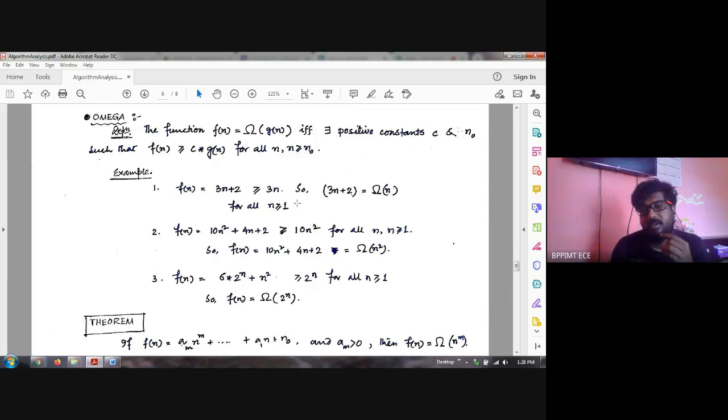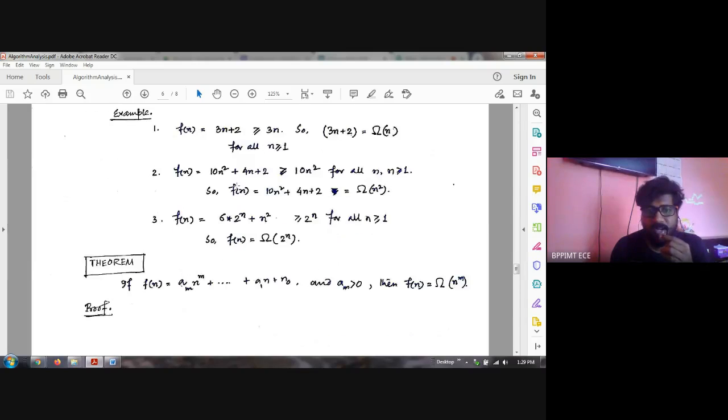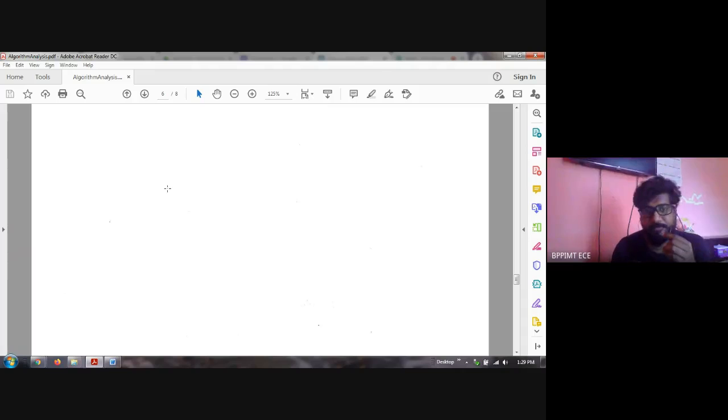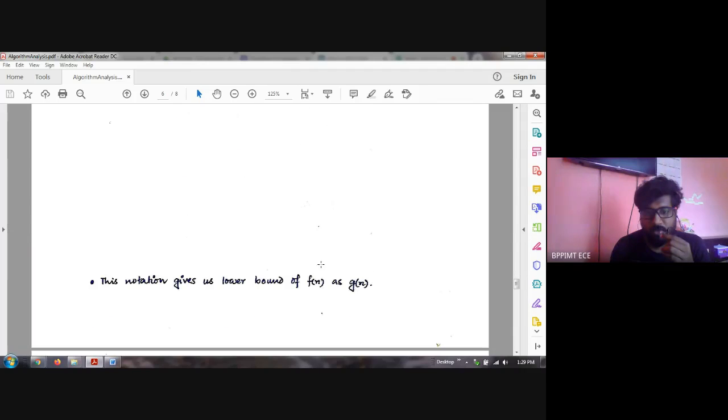That is the starting point. Okay. So we have satisfied that f(n) is greater than or equal to c·g(n) for n greater than or equal to 1. So n0 is equal to 1 here, and c is equal to 3 here. We can say that f(n) equals 3n plus 2 is big omega of n. Similarly, you can try other examples, f(n) as a quadratic polynomial or an exponential time complexity function. And as an exercise, you can try to prove the theorem in a similar fashion to what we understood in the case of big O notation. So it gives us the lower bound of f(n) as g(n).